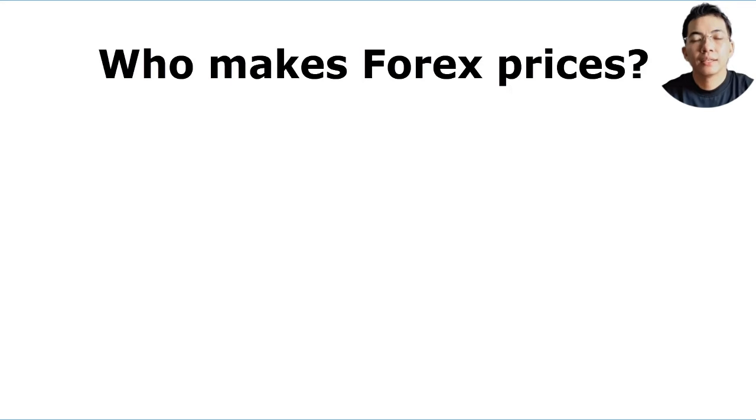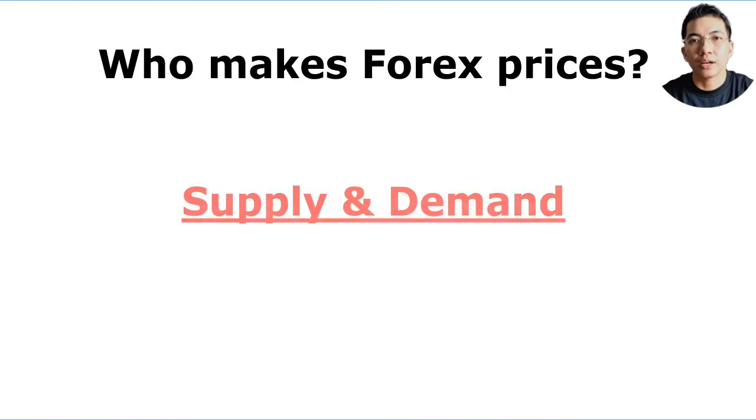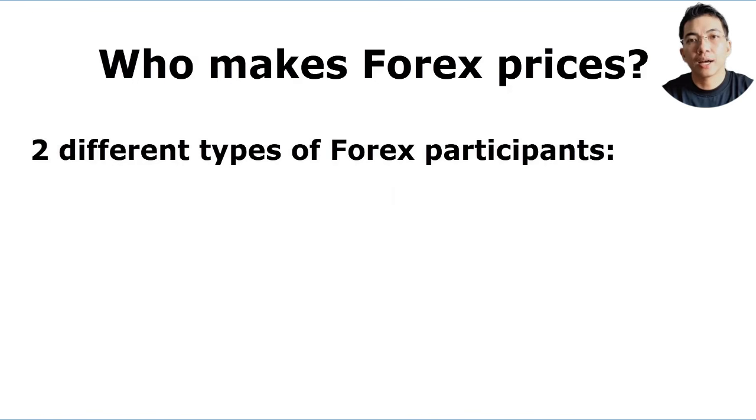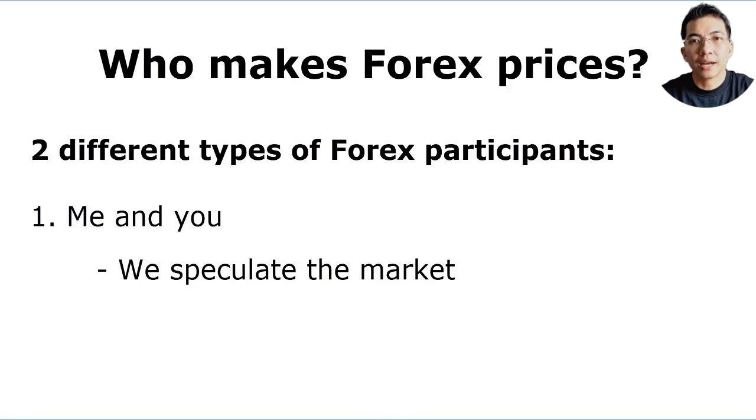If you have had the chance to take my first course, we have talked a lot about the participants in the Forex market. This time we are going to analyze the participants in the Forex market from a different point of view, from the perspective of supply and demand. When you buy a currency pair, you are basically increasing the demand for that couple, while when you sell a currency pair, you are increasing the supply for that couple. So we can say that buyers and sellers are responsible for the level of supply and demand.